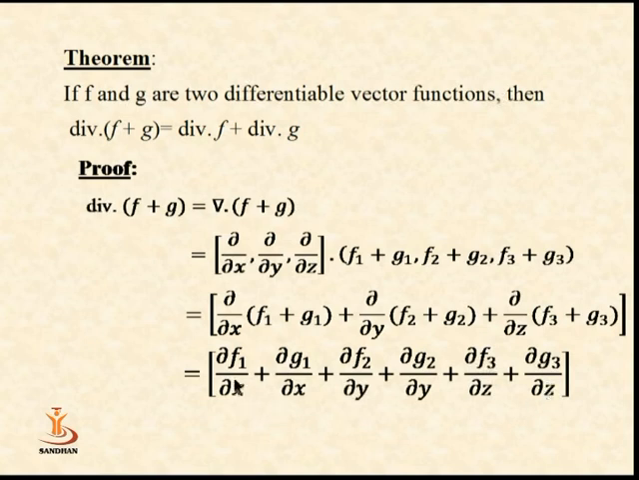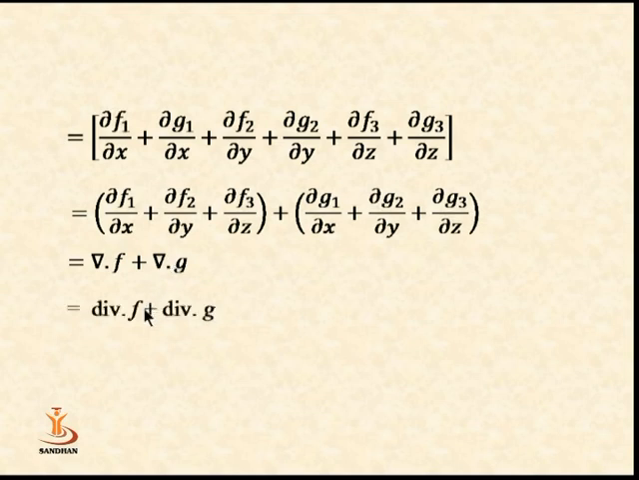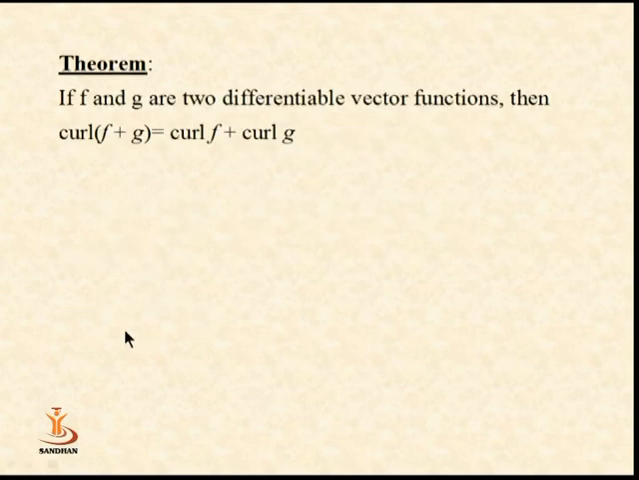Now we group the common terms: on one side del f1 by del x, del f2 by del y, del f3 by del z, we separate the f function, and again we separate the g function, g1, g2, g3. So we can see that this is the definition of del dot f and this is the definition of del dot g. That is, this is the divergence of f and the divergence of g. Thus it is our proof.